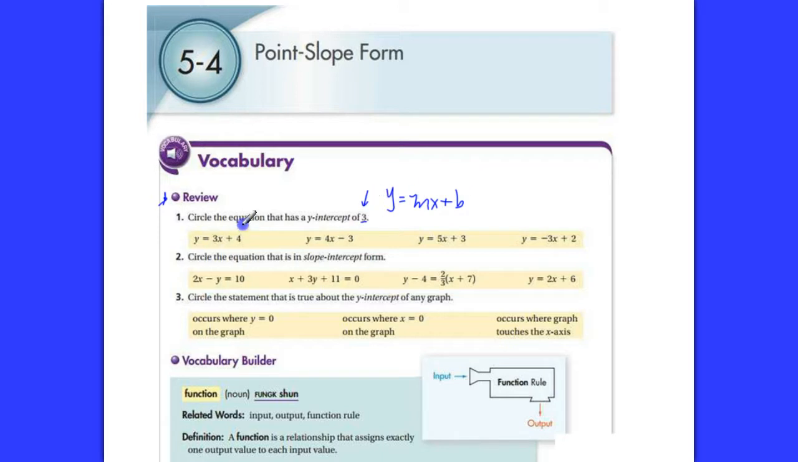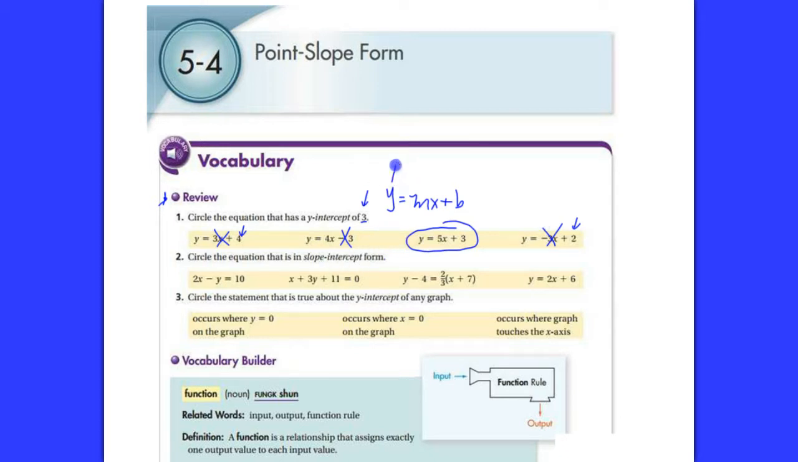If I look at the first one right here, that's a y-intercept of 4, so that's not the answer. This one looks pretty close, except it's minus 3, making the y-intercept negative 3, so it's not that one. This one says plus 3, so that looks like my answer. That has a y-intercept of positive 3, and that y-intercept is 2, so that is not a solution to that particular question.